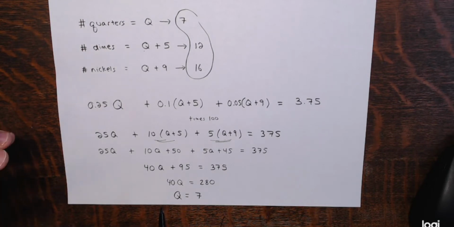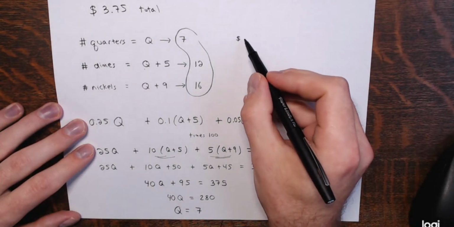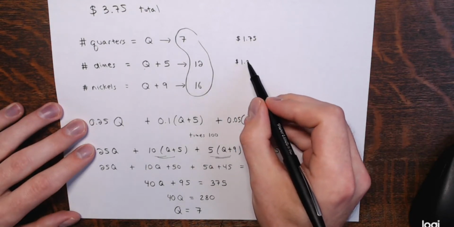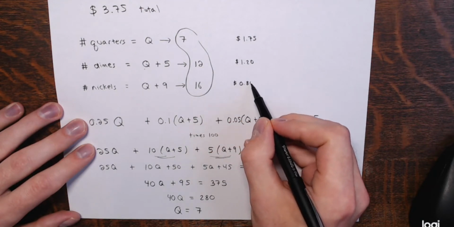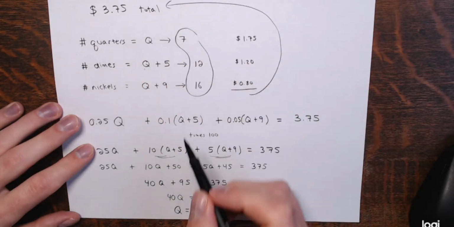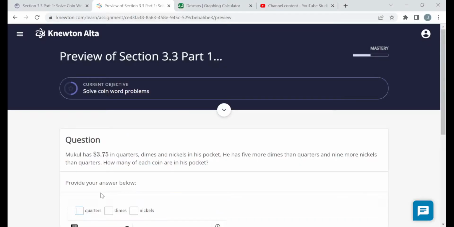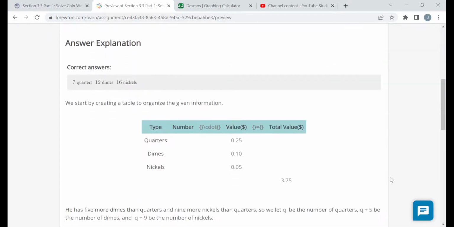And let's check that. Let's just make sure the totals work out. Now if you have 7 quarters, that'd be $1.75, right? 12 dimes would be $1.20, and 16 nickels would be 80 cents. And if you add those up, that's $2, $3.75. Those add up to $3.75. So that works out. So 7 quarters, 12 dimes, 16 nickels based on their description. Great.